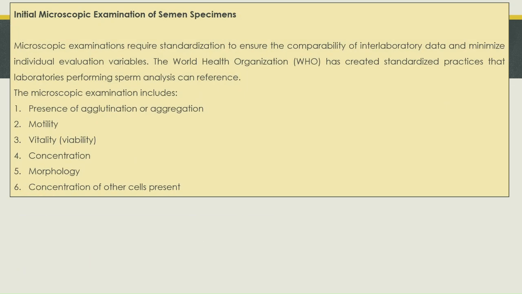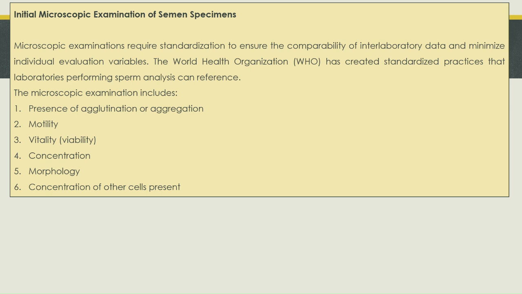Initial microscopic examination of semen specimens. Microscopic examinations require standardization to ensure the comparability of interlaboratory data and minimize individual evaluation variables. The World Health Organization, WHO, has created standardized practices that laboratories performing sperm analysis can reference.